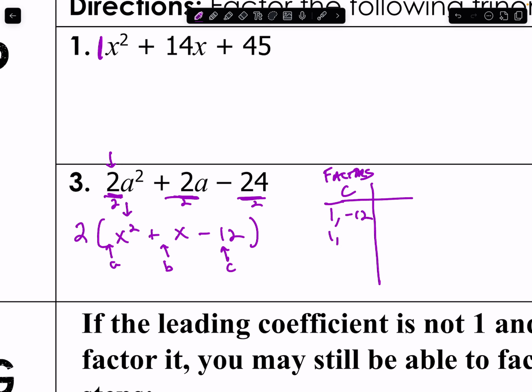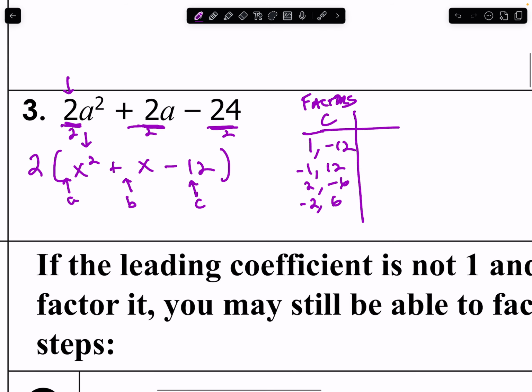I can go with negative 1 and 12. I can go with 2 and negative 6. I can go with negative 2 and positive 6. So I alternate the negatives because these all multiply to negative 12. Remember, we're trying to get numbers that multiply to negative 12. Then we have 3 and negative 4, and negative 3 and positive 4. Those all multiply to negative 12.